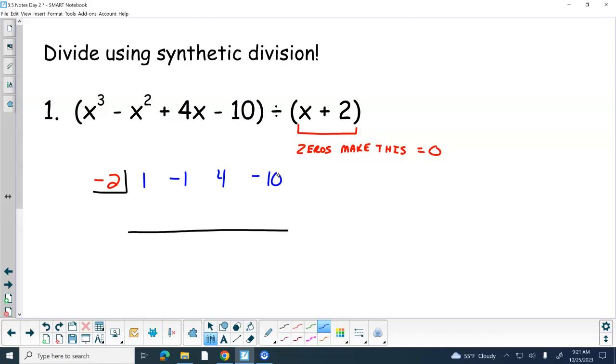Then drop it like it's hot. The first one just comes straight down, giving me a 1. Then I multiply green times red. That gives me -2. Then I add those two together.